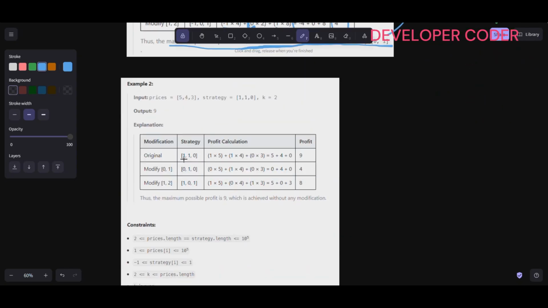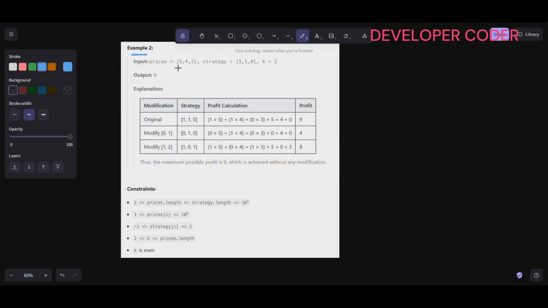All right, now see example number 2 here. Price is 5, 4, 3 and strategy is 1, 1, 0, right? So here 1 into 5 plus 1 into 4 plus 0 into 3 is your actual profit. Now if you take this part, so 0 and 1, same way if you take this part, so here this is 0 and this is 1, and again calculate the profit. So max among them is 9, so output is 9. Thus the maximum possible profit is 9, which is achieved without any modification.